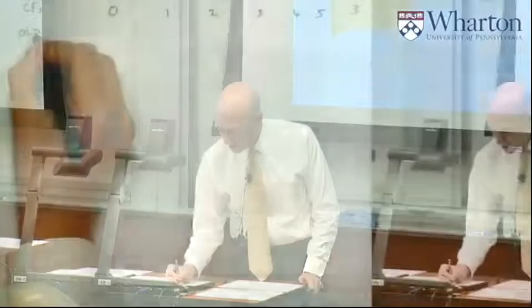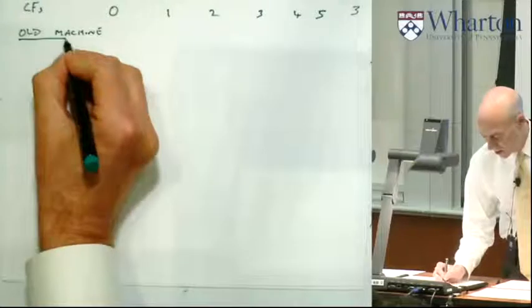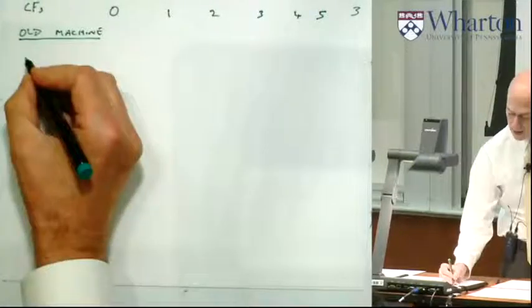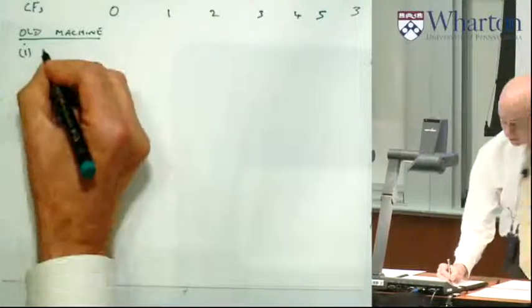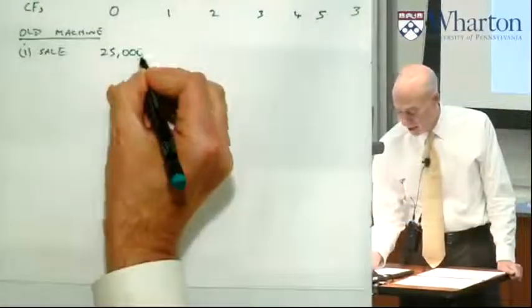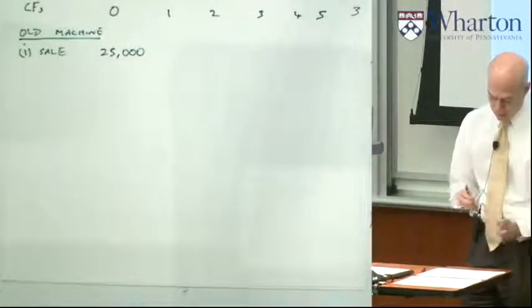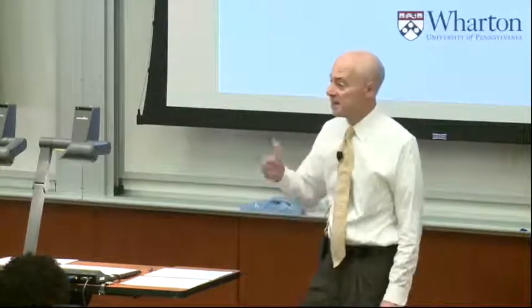We're going to group the cash flows according to whether they're associated with the old machine or the new one. And the first thing that we have is the sale. What date do we get the money? Now, so it's at date 0 we get 25,000. Now, if we sell the machine today, what do we lose that we would have got if we'd kept it? What could we have done at the end of each year?